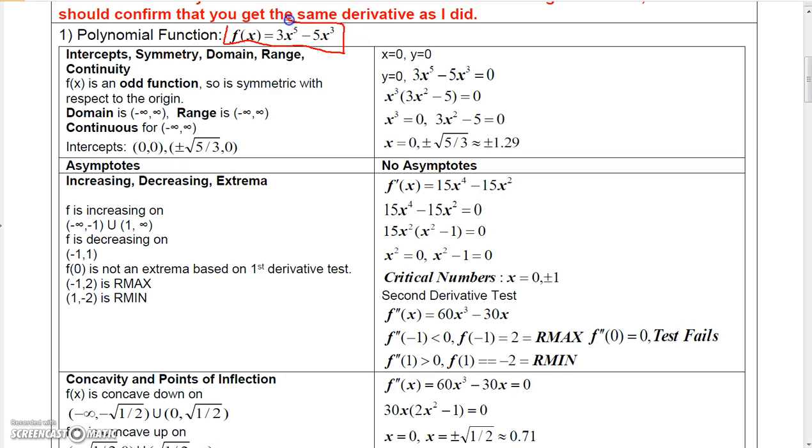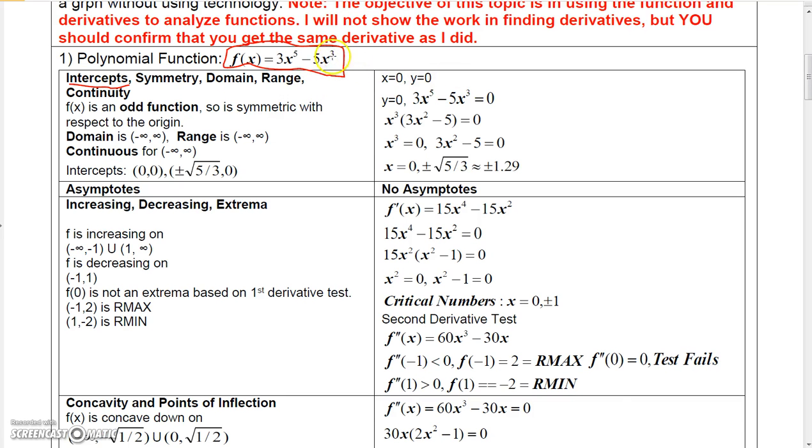So this polynomial function is 3x to the fifth minus 5x cubed. So let's talk about the intercepts. You kind of have to watch this to see how I've got this structured. The intercepts. Well, if you let x be 0, then you're going to get y equals 0. So (0, 0) is a point on the graph, and that's actually an x and a y intercept.